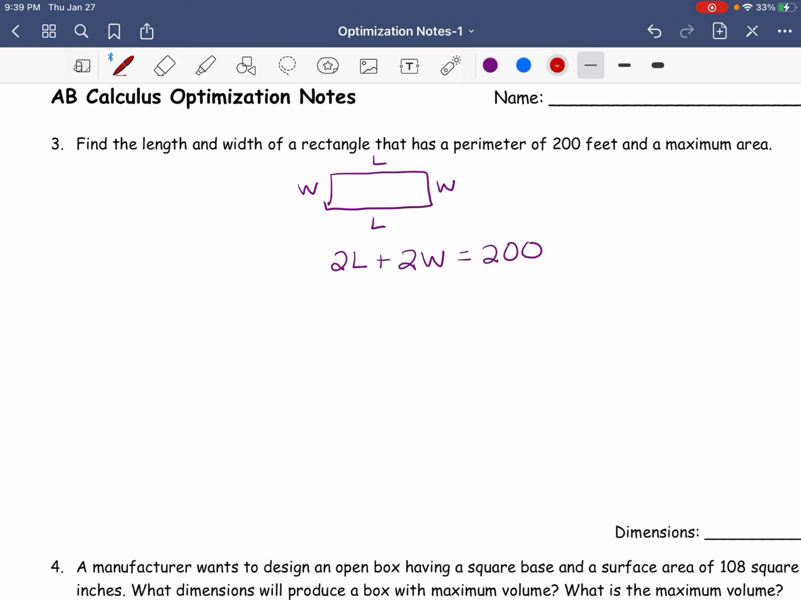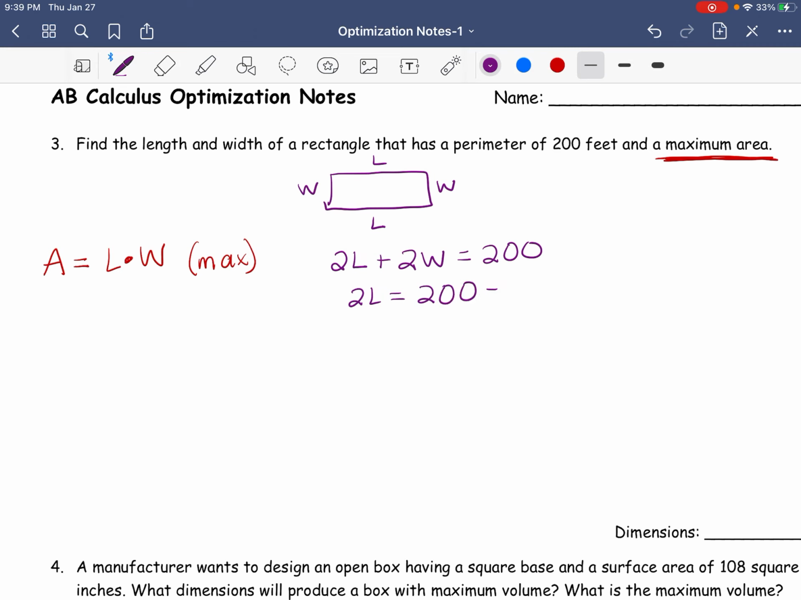And then it says that we're going to have a maximum area. So the equation I'm going to write down is that area equals, area is always length times width. And this is what we're going to maximize. I don't want to take the derivative right now because I have 2 variables next to each other. So I'm going to come to this equation that I have written, and I'm going to solve it for either L or W. One is not going to be more helpful than the other. I'll solve it for L.